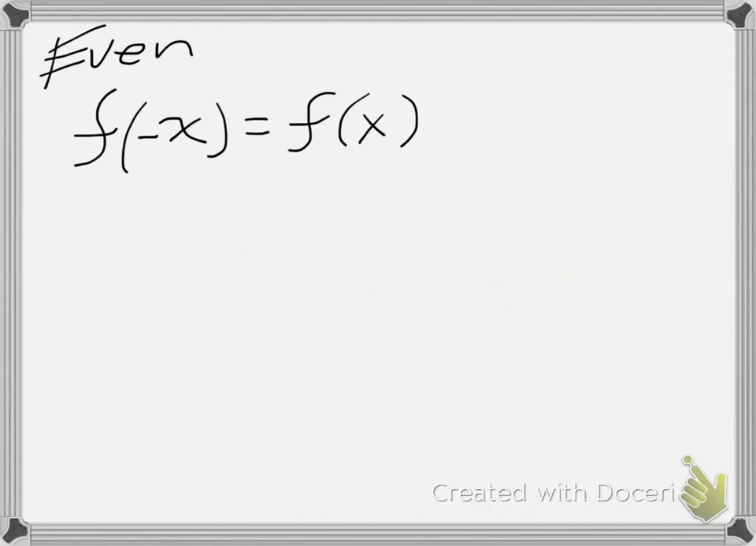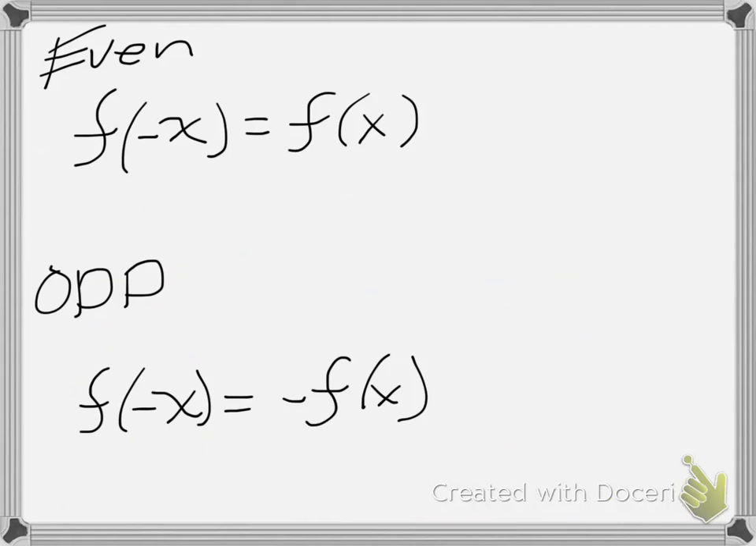Even functions are true for f of negative x equals f of x. And then odd functions are the reverse for that last term. There's a negative here now. So we've got that f of negative x equals negative f of x. Now I'm going to go through an example.